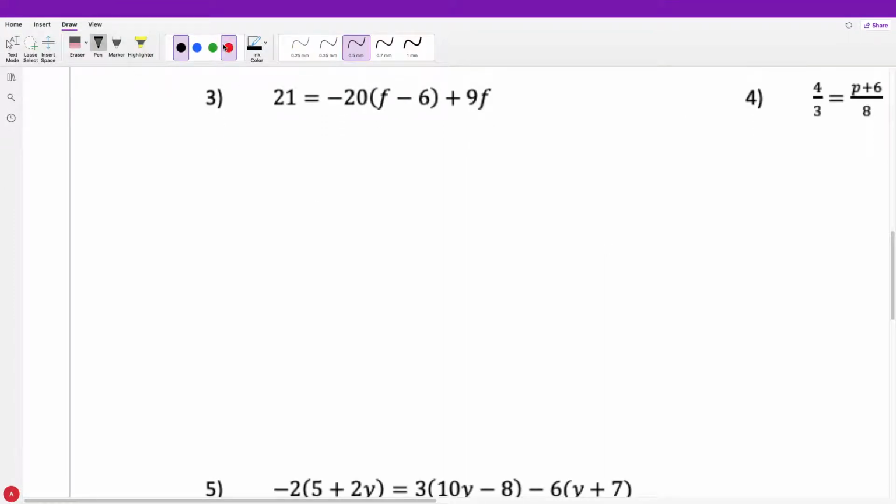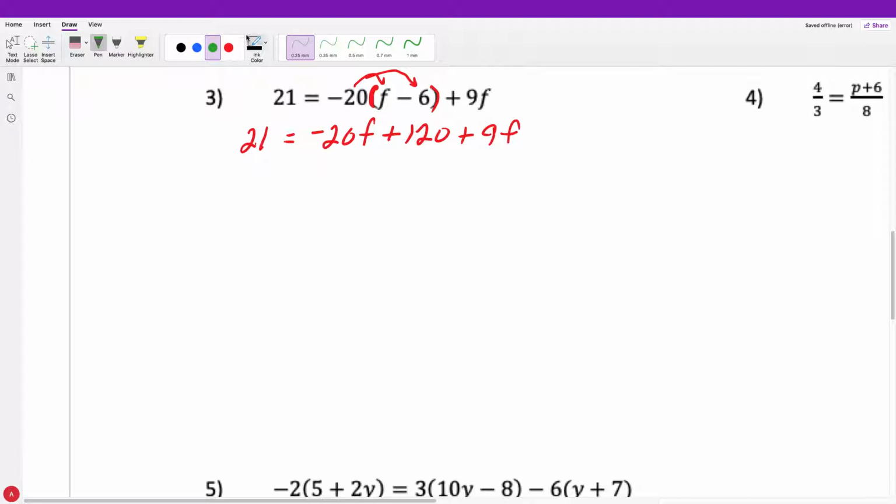So remember, when we are solving our linear equations, the first thing that we want to do is simplify as much as we can. So when I see this multiplication over here, and remember, I know it's multiplication because I see these parentheses, I'm going to go ahead and distribute this negative 20 in. So I'll get 21 is equal to, well, negative 20 times f is going to give me negative 20f. And negative 20 times negative 6 is plus 120. And I still have this plus 9f on the outside here.